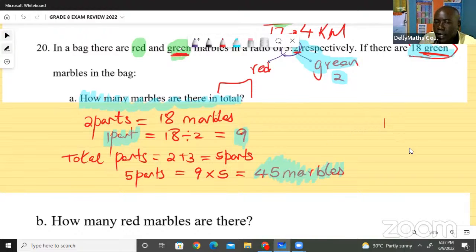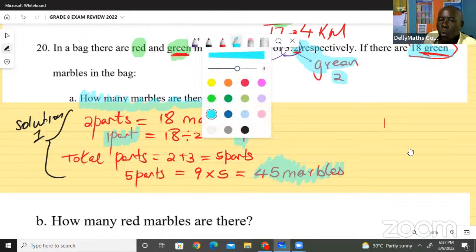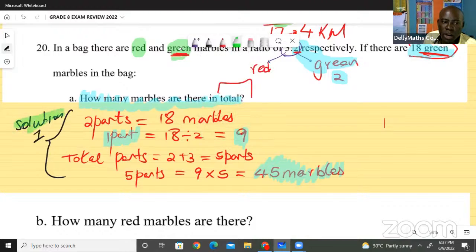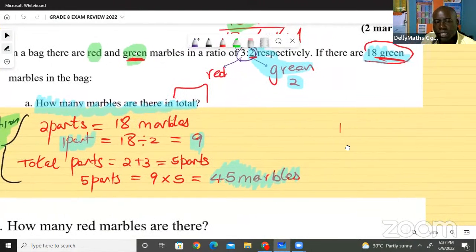We could find it 2 ways. This is one of the ways that you could have found it. So I could say this is solution 1, because I'm going to show you another way to find the same answer. In your exam, you only need to use 1 way, but because we're learning, I'm giving you options. So if you don't like this way, there's another way you could have done it. Let us look at it.